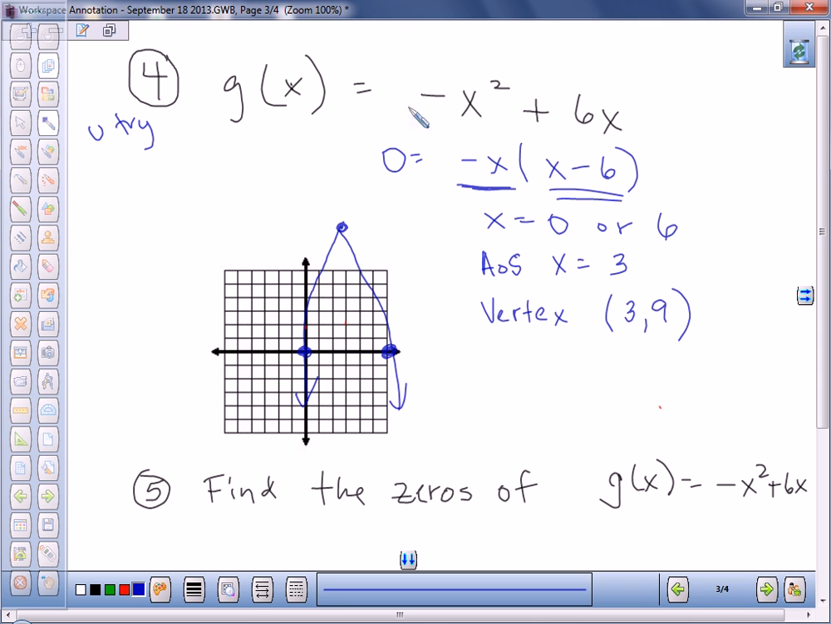Okay, intercept form of graphing. Are we good? Yes. All right, so just another option.